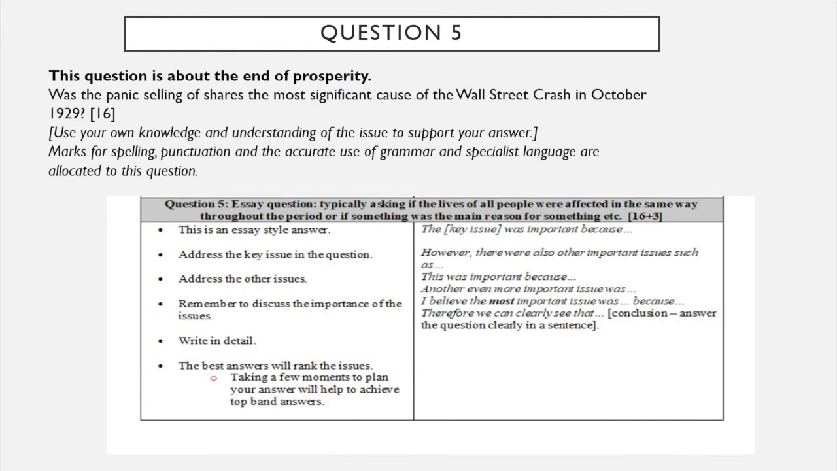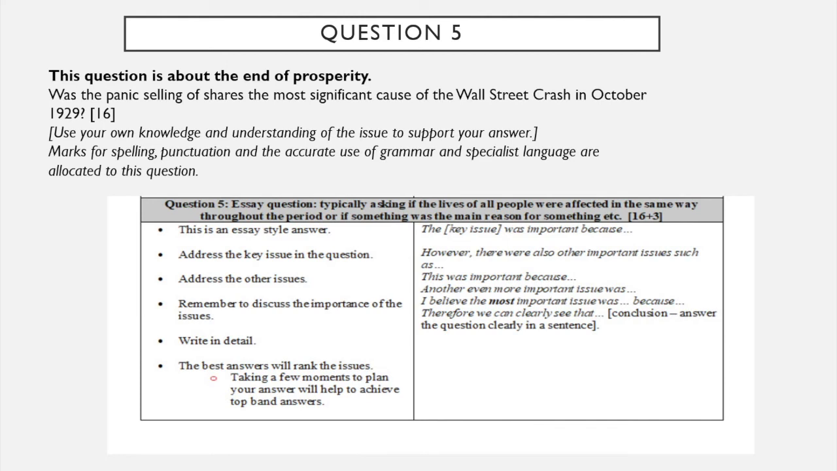Question 5 is looking at the end of prosperity in this instance, but obviously this is the essay question. It's 16 marks, and then 3 marks for spelling, punctuation and grammar, so 19 marks overall. It's really important to bear in mind that the whole paper is worth 53 marks, so this is a huge part of the paper. If you get this right, you're pretty much on track to doing okay.